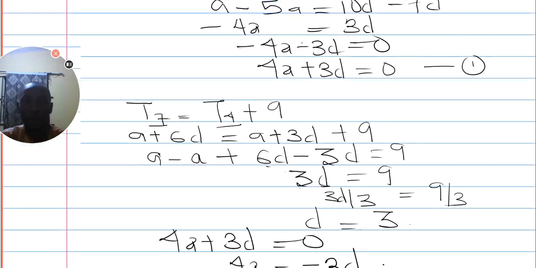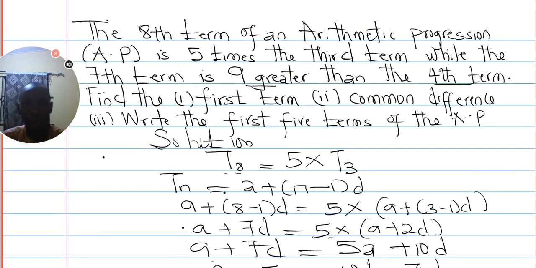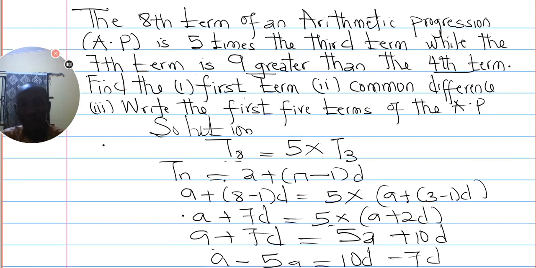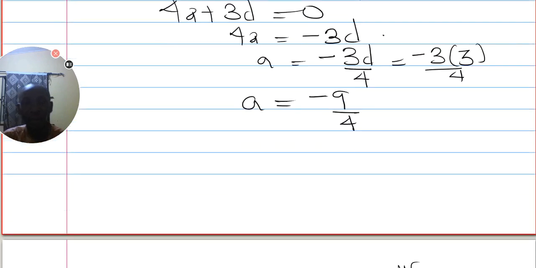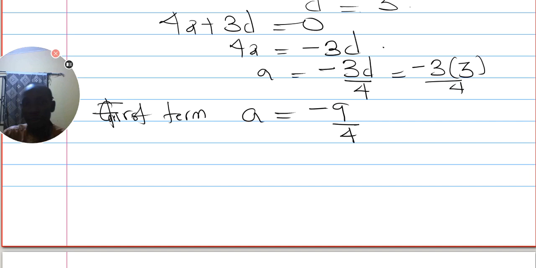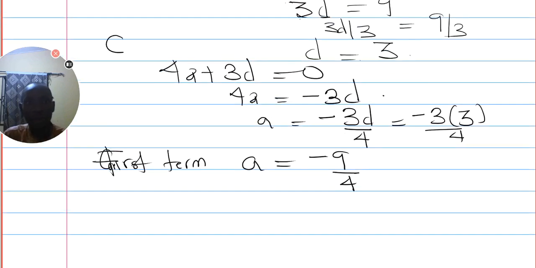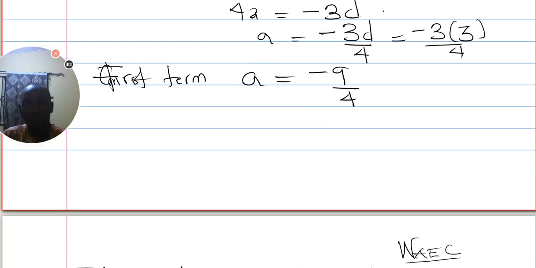Now the question says we have gotten the first term and the common difference. Write the first 5 terms of the series. So this one is my first term, which we have gotten, and my common difference is 3 here. Now the question says write the first 5 terms.